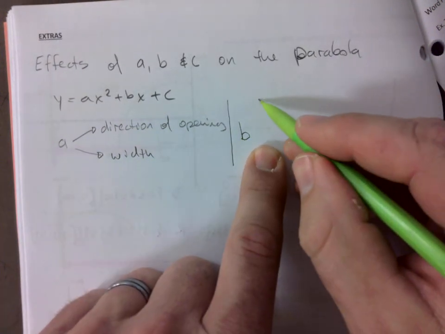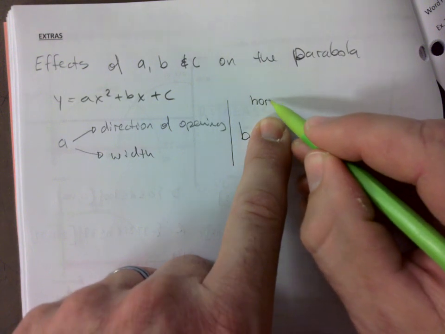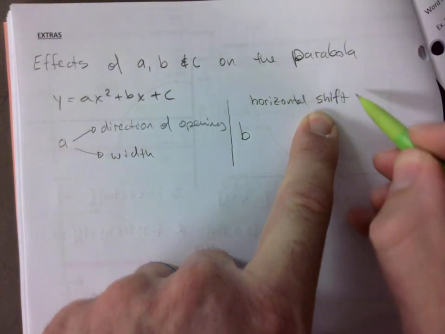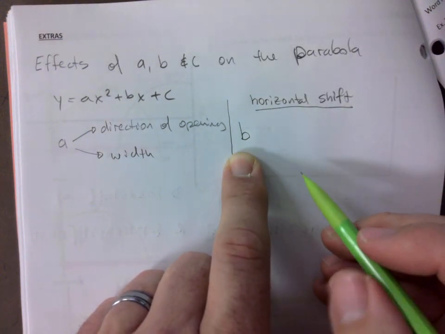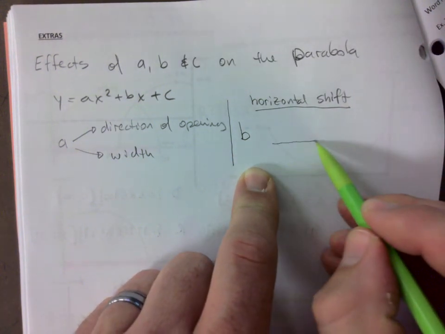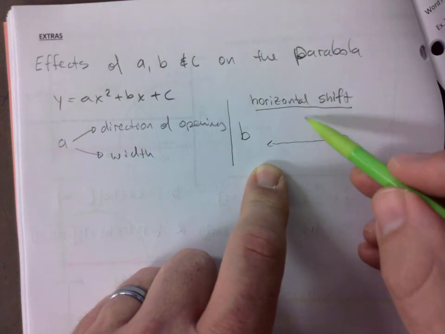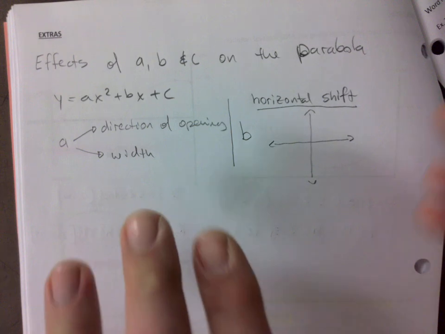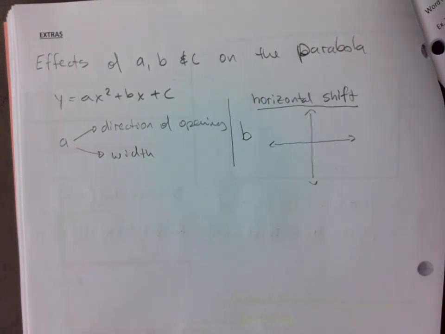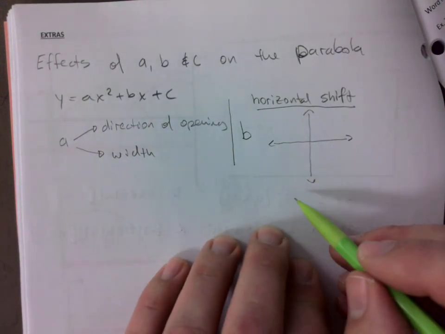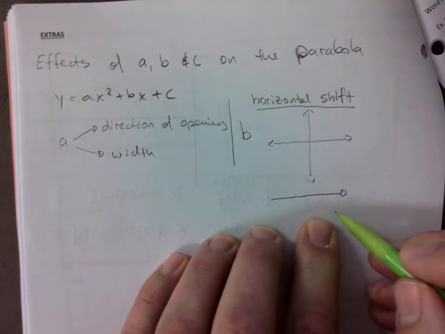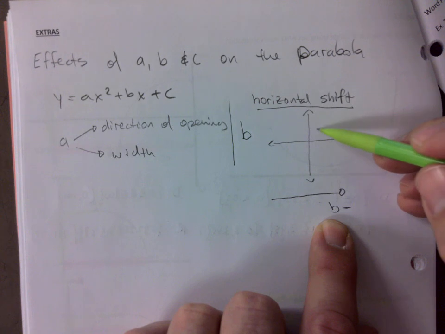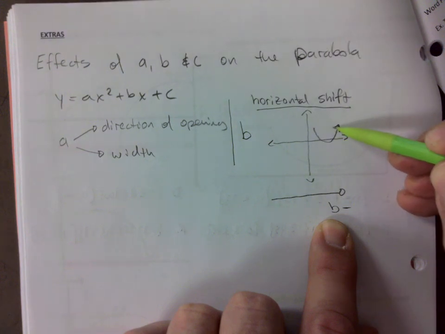B does a horizontal shift. Right? So B is horizontal. So if you want to, this is what I'm going to do to help you out. Give you a visual. As you change B either to the positive or to the negative, this is what happens. If B is changed to a negative, the parabola would shift to the right.